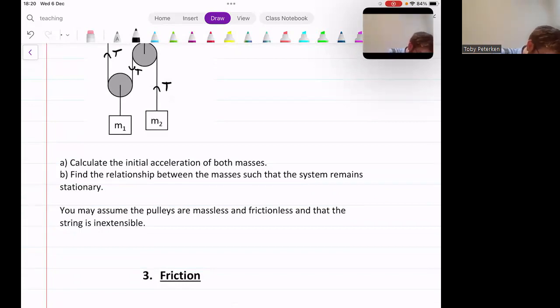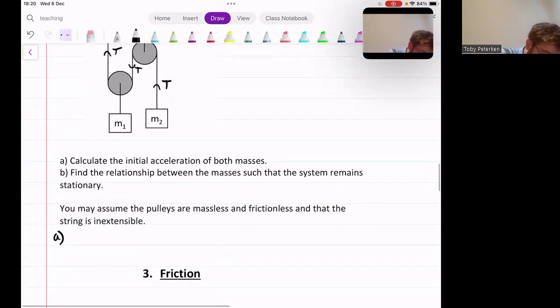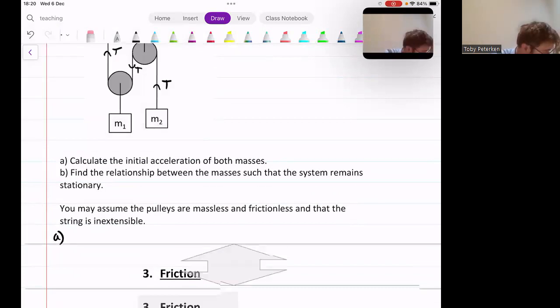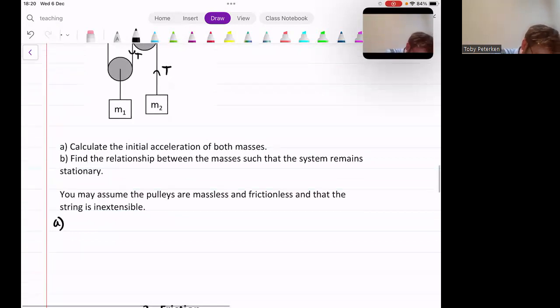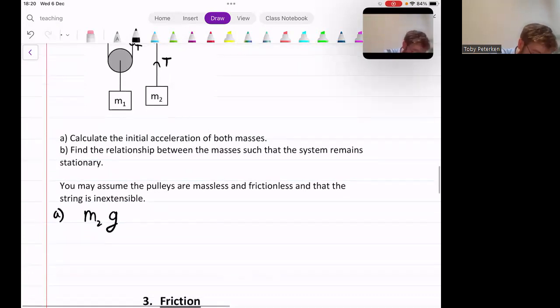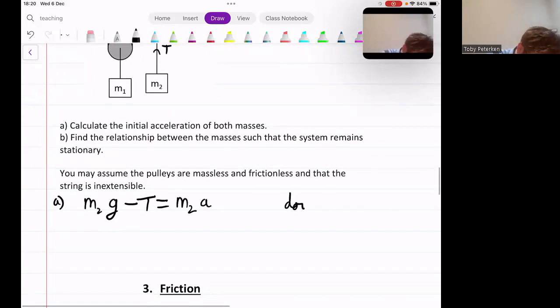So let's look at the net force on M2 to start with. We have the force down is equal to m2 times g, and the force up is the tension, and this equals mass times acceleration, m2a. And I've picked down equals positive. You could, of course, have done this the other way.